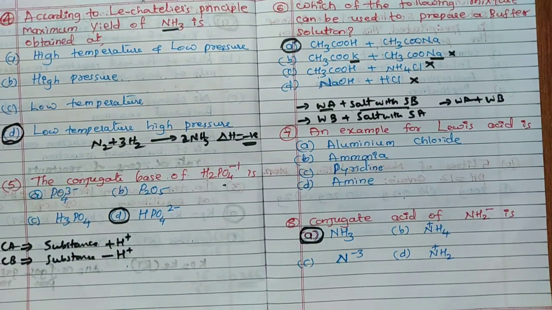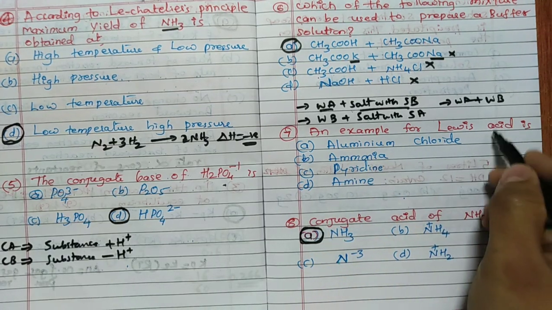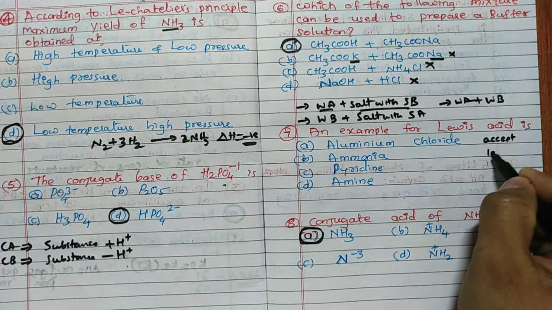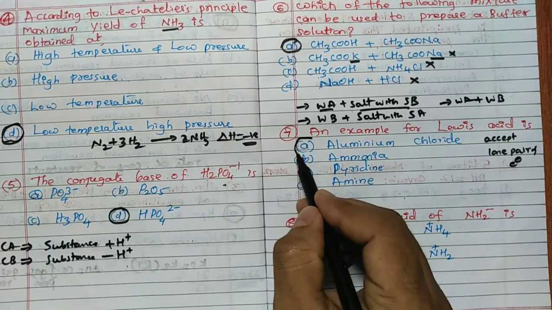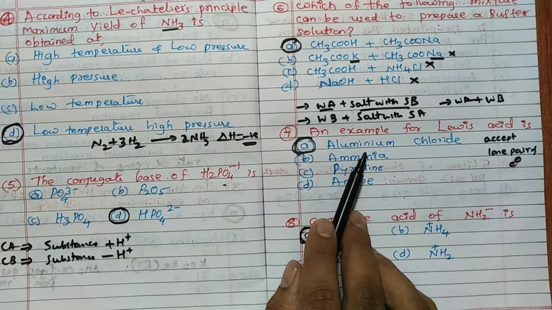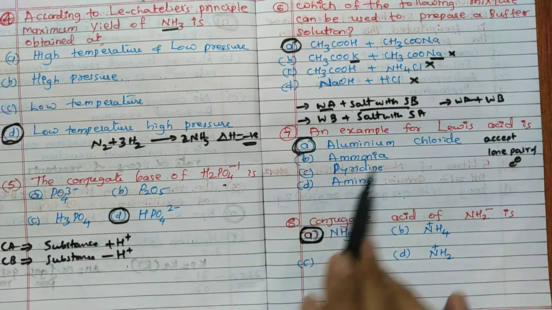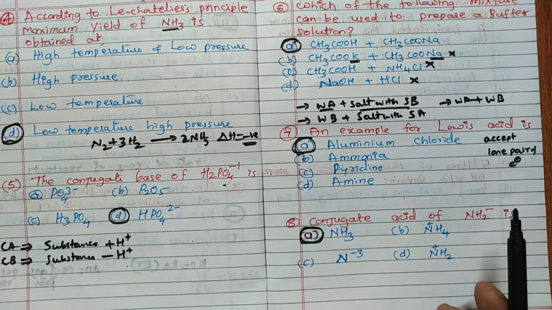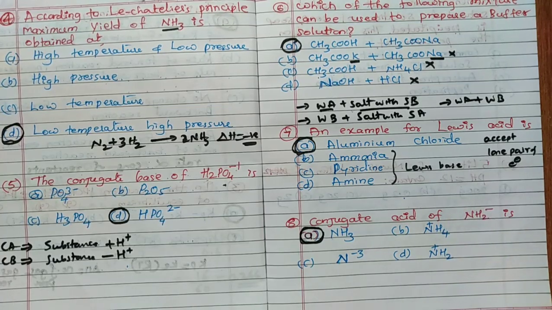Now an example for Lewis acid is, remember, aluminum chloride. Ammonia, pyridine and amine are not Lewis acids. Lewis acid means accepts a lone pair of electrons. So the answer for this question should be A, because aluminum is forming sp2 hybridization, and in this particular case, remember, it has one empty orbital. So the answer for this question is A. Ammonia, pyridine and amine have a lone pair of electrons, so they act as a Lewis base. Remember that.